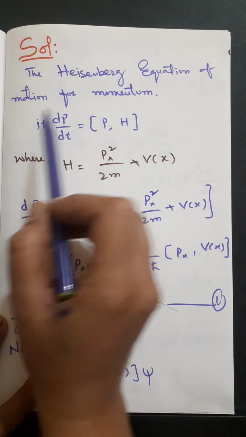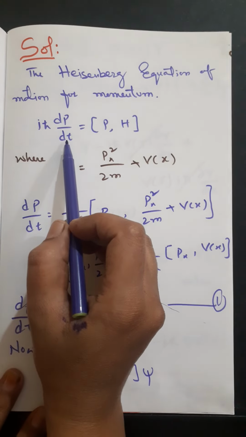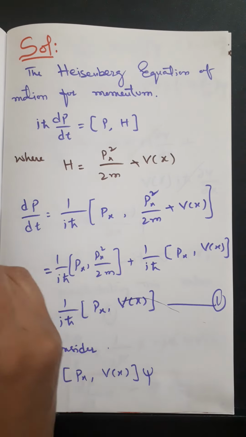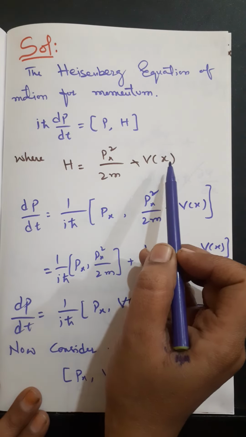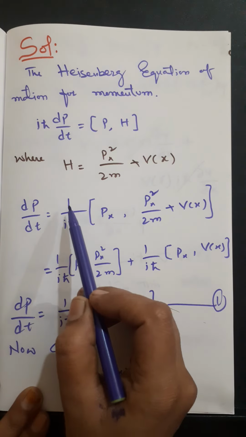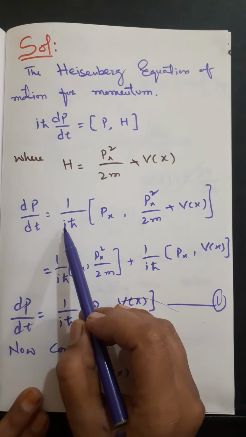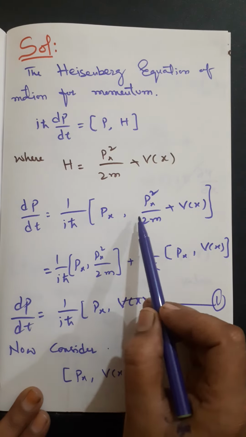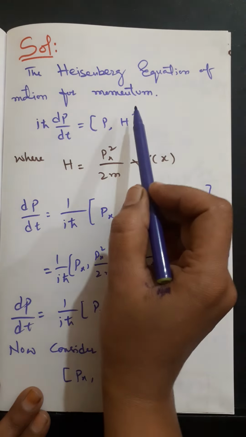The Heisenberg equation of motion for momentum can be given by this equation: i h cross dp by dt is equal to the commutator of p and H, where the H value is already given in the problem: H is equal to px square by 2m plus V of x. Now this equation can be written as dp by dt is equal to 1 by i h cross, since i h cross goes to this side. Here we are taking the x term, so it is the commutator of px and H, and H is px square by 2m plus V of x, which we are substituting in the above equation.